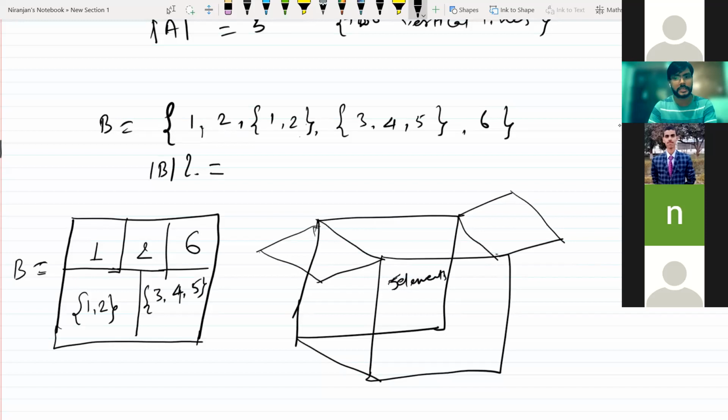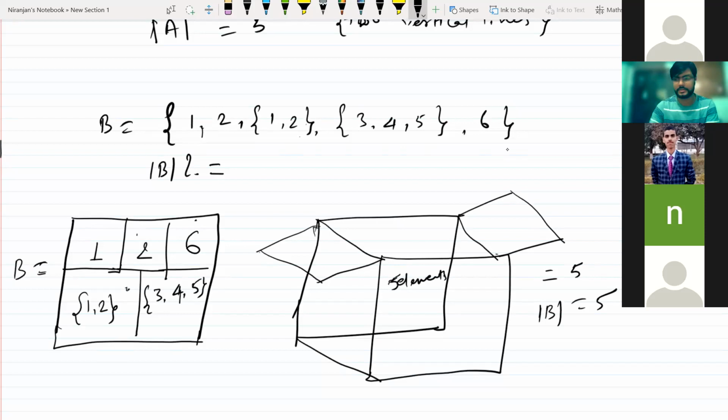So what should be the cardinality of this? How many sections did you make? 1, 2, 3, 4, and 5, right? So you made 5 sections. That means the cardinality of B is 5. Now, what happens when you have this question in a very complex manner, and you just want to know the answer?